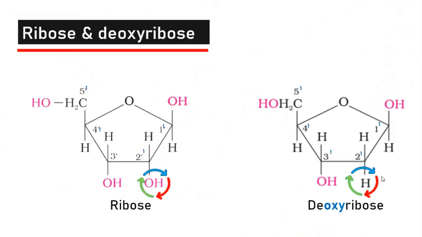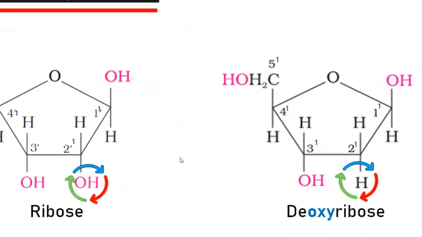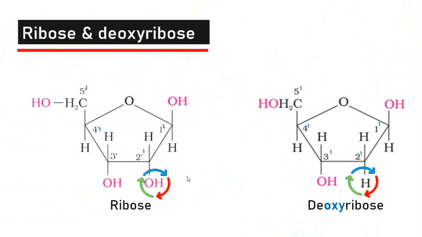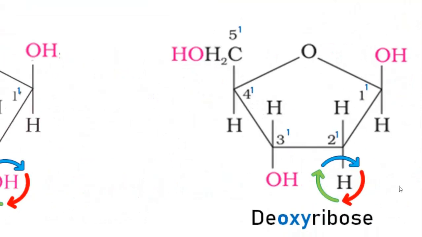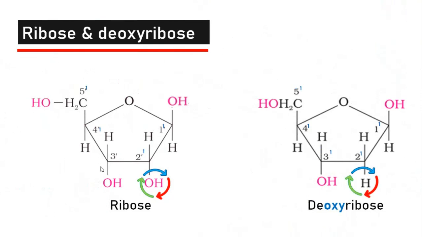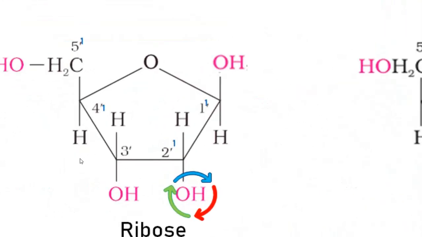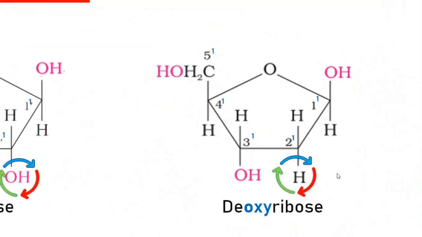As oxygen is absent, this kind of ribose, we call a deoxyribose. So the basic difference is the presence or absence of the oxygen at the second prime position. In the ribose, OH is present, while in the case of deoxyribose, only hydrogen is present here. And this ribose is the type of sugar present in the RNA, and this deoxyribose is the type of sugar present in the case of the DNA.